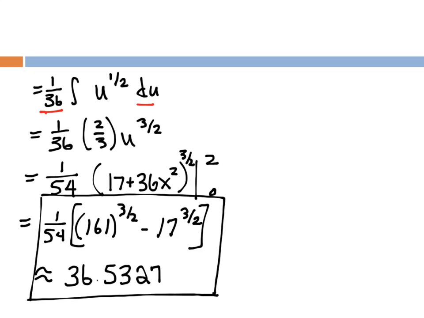So the calculation for these in this particular section look very much like when we were doing them in Calc 2.